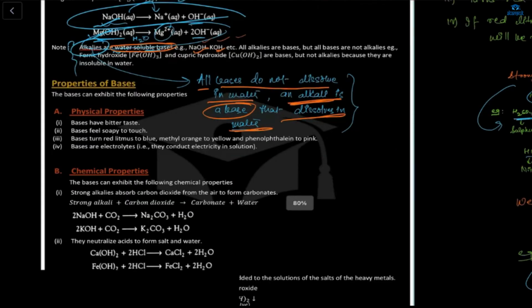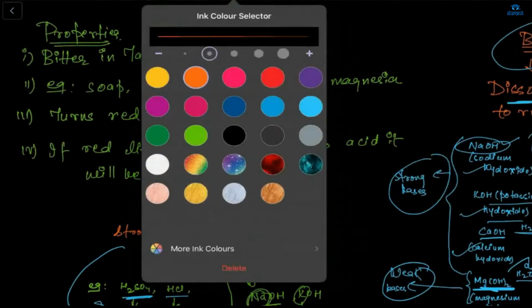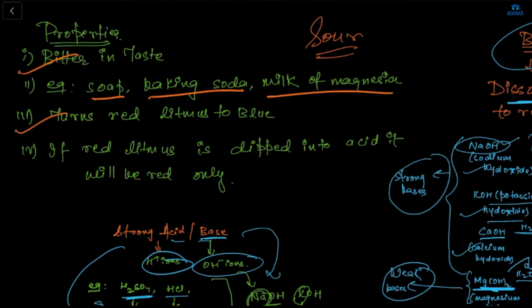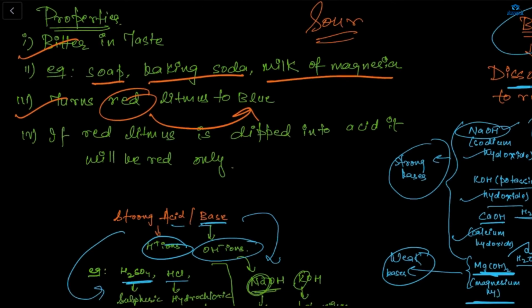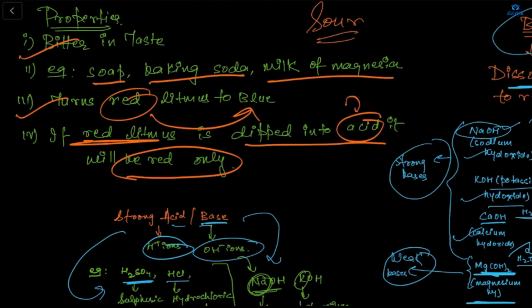And what are the properties of the bases? These are the properties of the bases. Bitter in taste, and the acids are sour. Examples of bases are soap, baking soda, milk of magnesia. A base turns red litmus to blue, and an acid turns blue litmus to red. If red litmus is dipped into acid, it will stay red, but if blue litmus is dipped into acid, it will change its color to red.